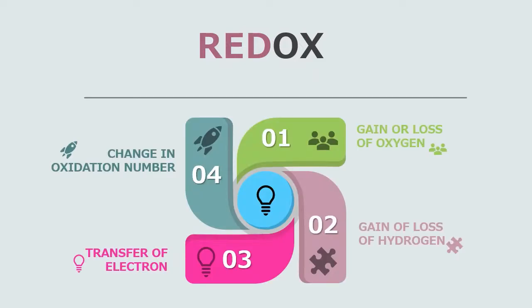Redox reactions can be explained using 4 terminologies. The first one is gain or loss of oxygen. The second one is gain or loss of hydrogen. The third one is transfer of electrons, whether the substance receives or releases electrons. And the last one is change in oxidation number, whether the oxidation number of the elements increases or decreases during the reactions.